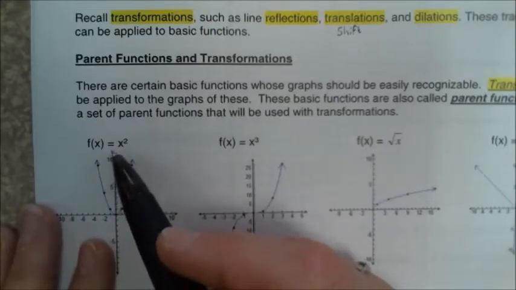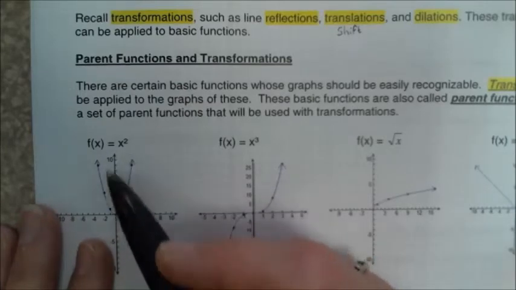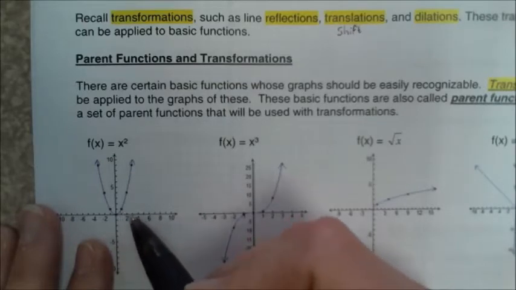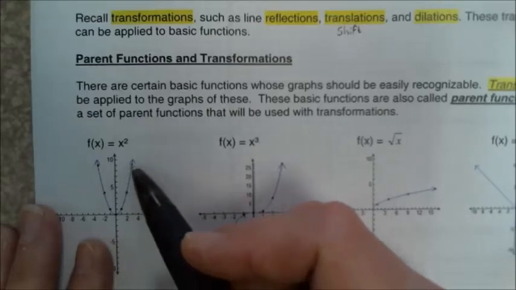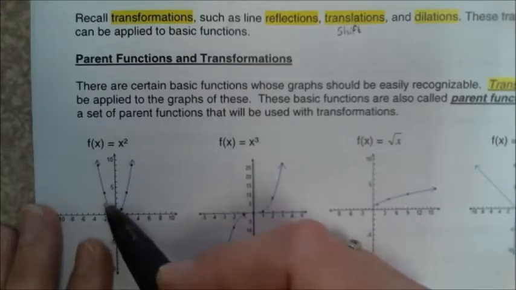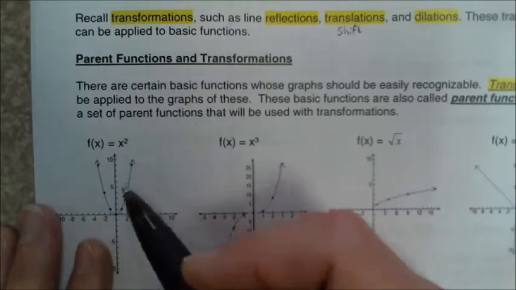So here's a basic parent function, y equals x squared. You should know the graph of this is a parabola, and the points on here are (0, 0), (1, 1), (2, 4), because 2 squared is 4, and (3, 9), because 3 squared is 9. And back, (-1, 1), (-2, 4), and (-3, 9), because it's just y equals x squared.